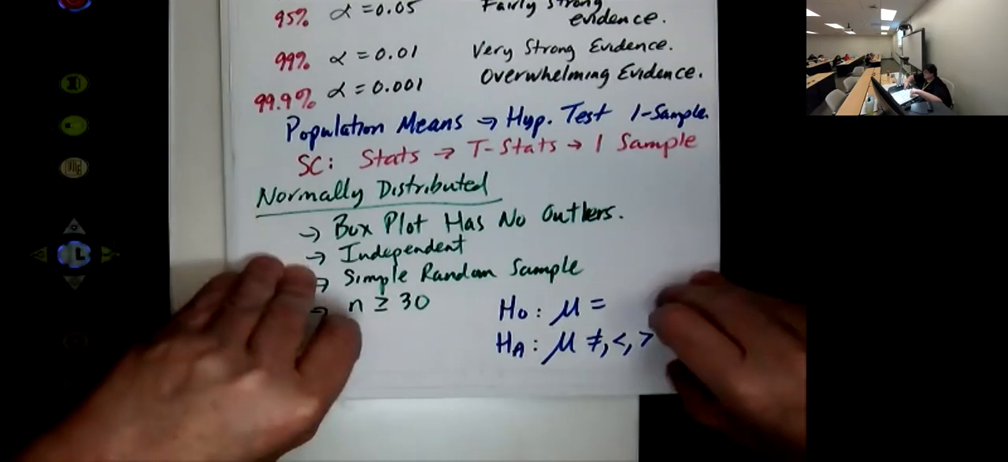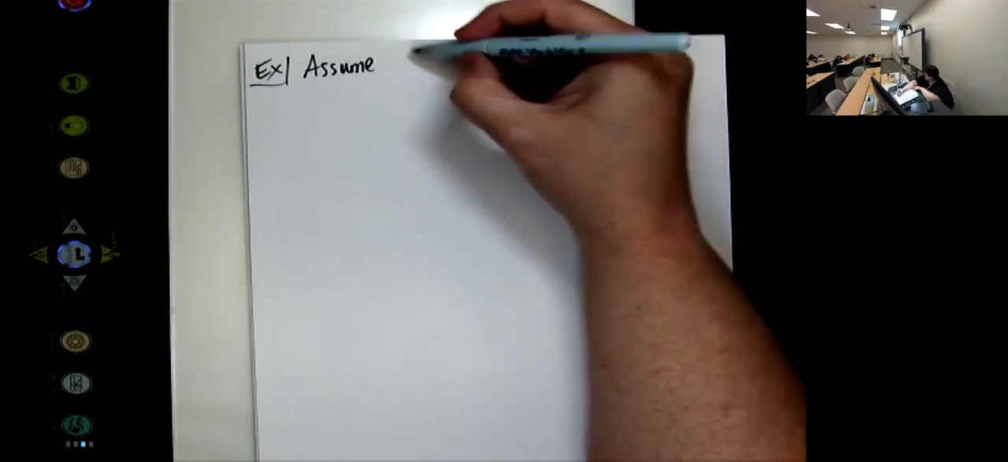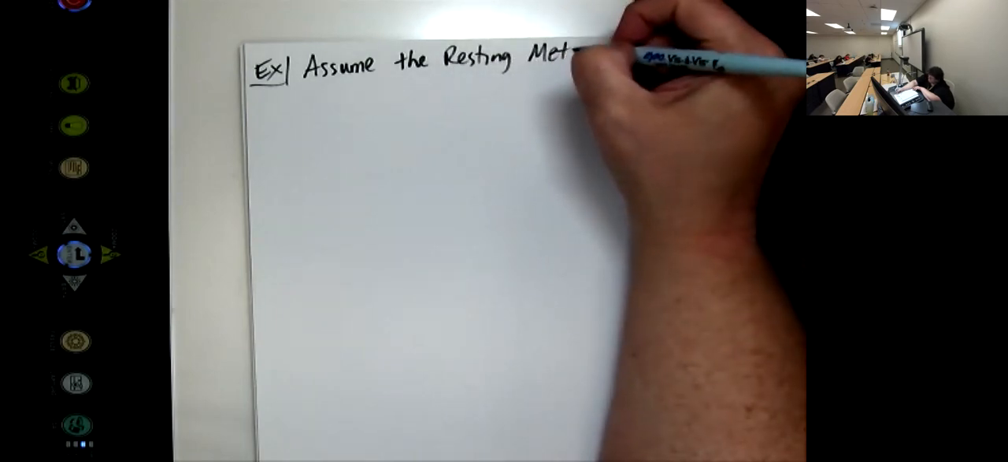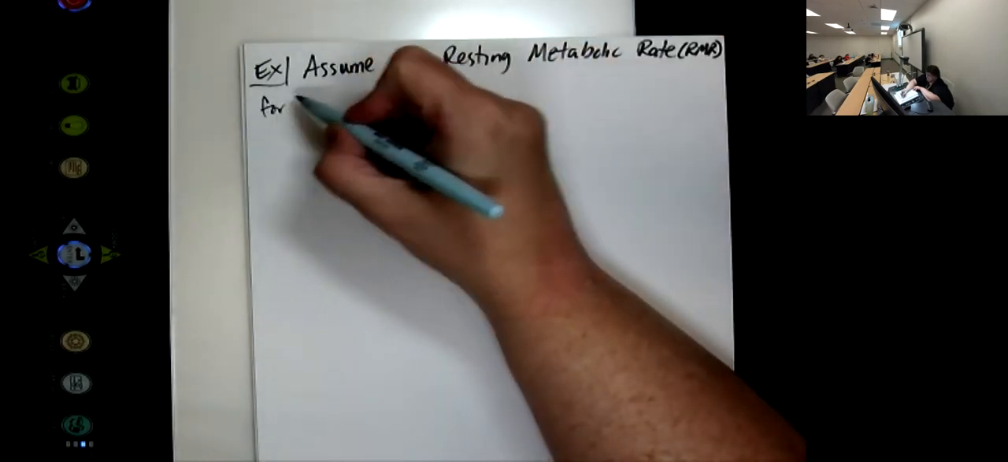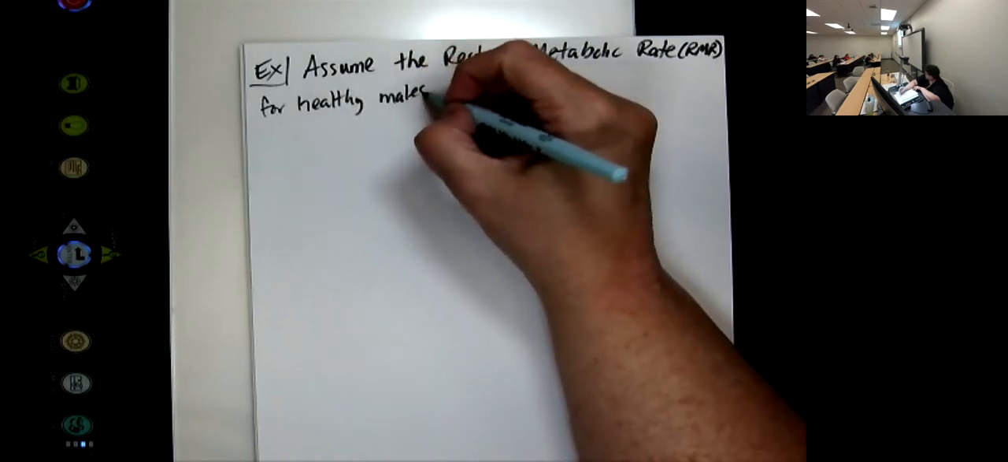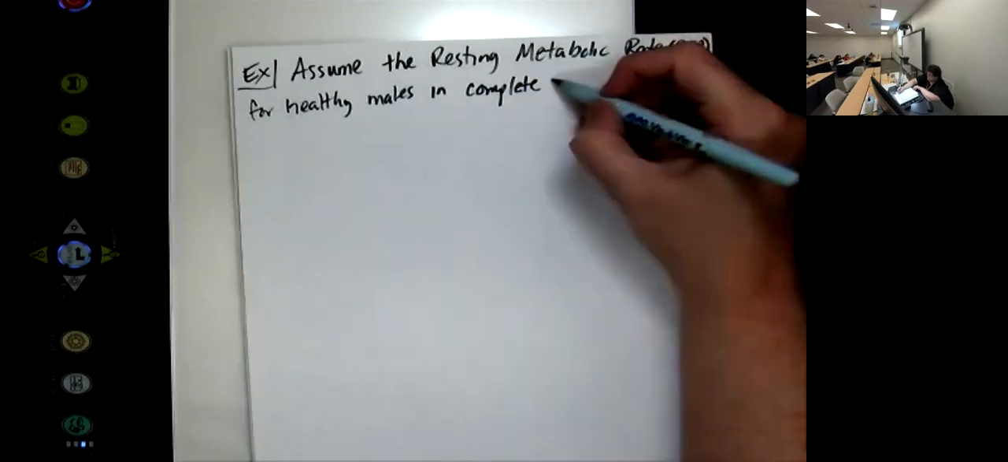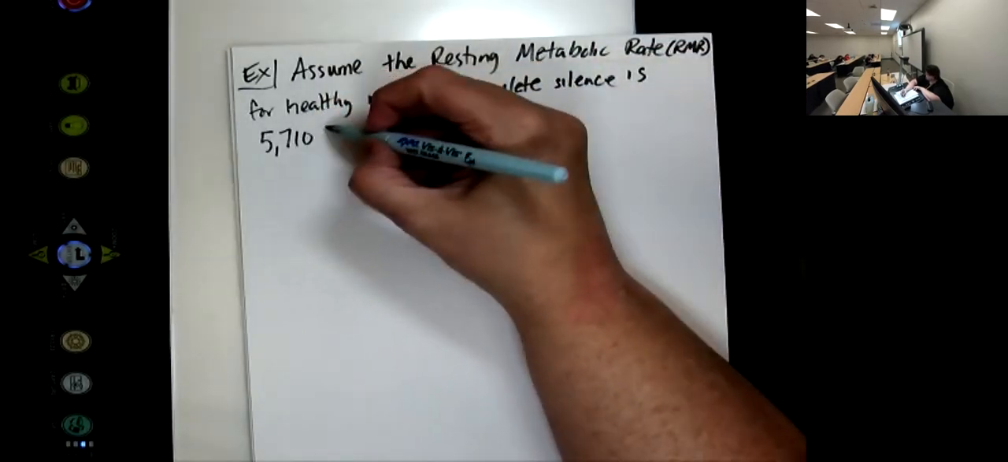Let's do some examples. Is everyone ready for some examples? All right. So, assuming that the resting metabolic rate, which we will call RMR, of healthy males in complete silence, like they're resting and it's quiet, is 5,710 kilojoules per day.